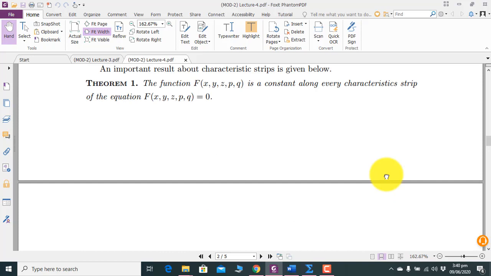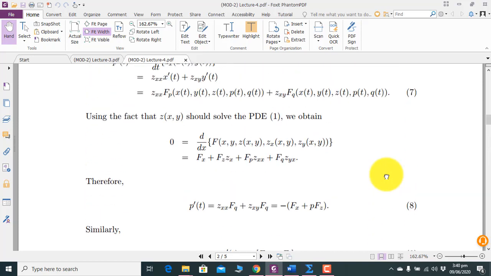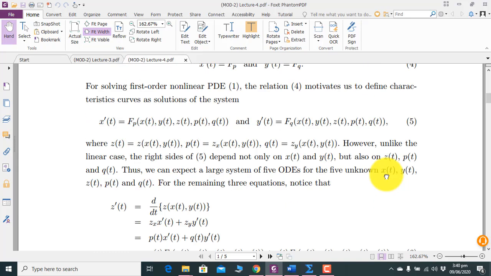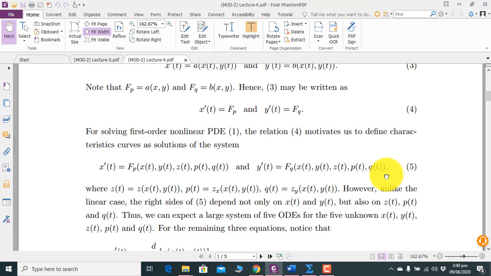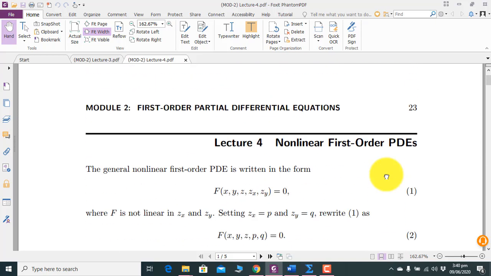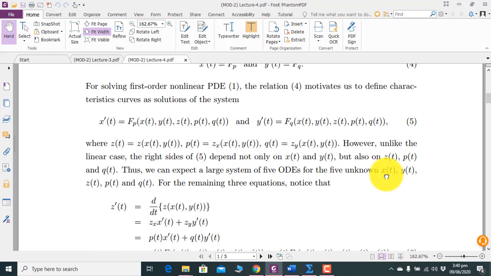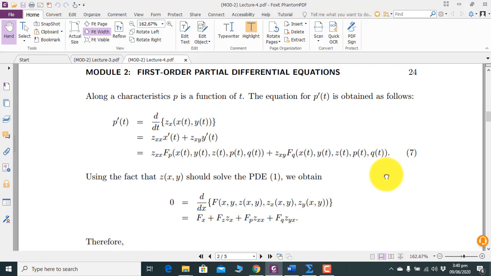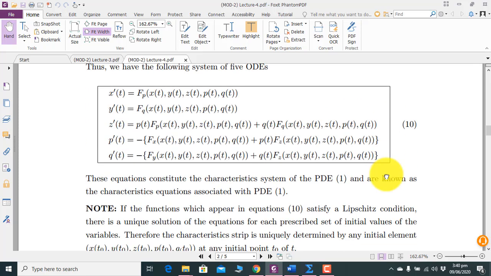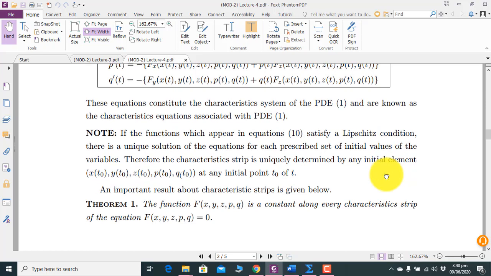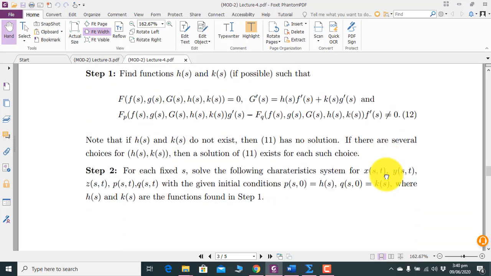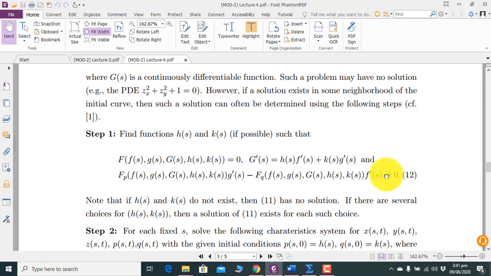I think it was before the start of the method of characteristics. I'm sorry. This is p dash. Okay, x dash, y dash, z dash, p dash and q dash. And now the Jacobian of the transformation, if not written, we can summarize very easily.